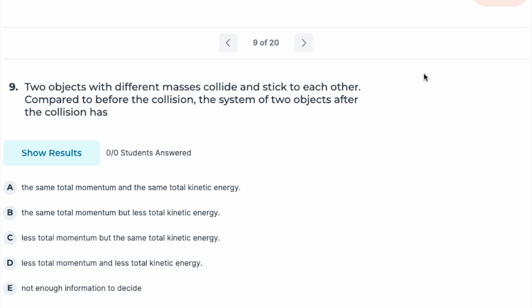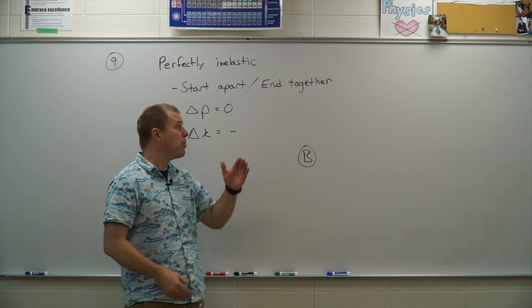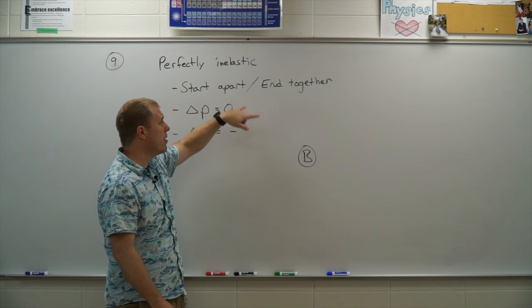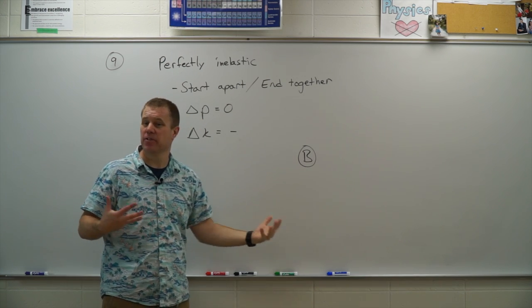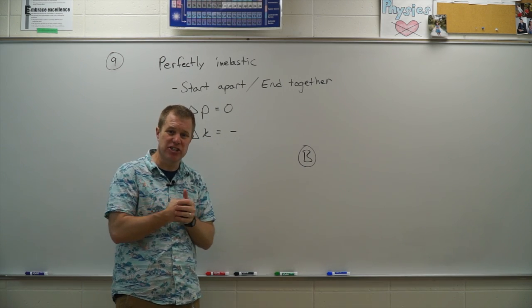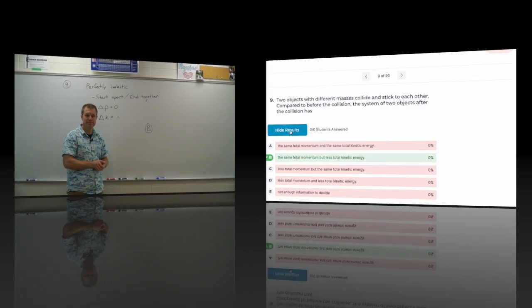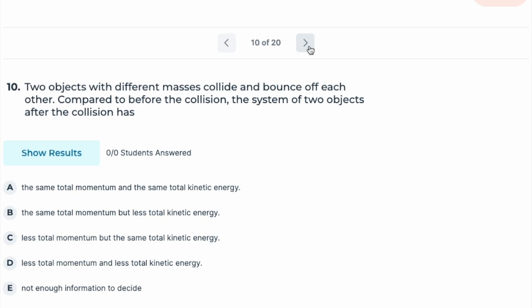Two objects with different masses collide and stick to each other. Compared to before the collision, the system of two objects after the collision has... All right, so they tell us it's perfectly inelastic because they start apart and end together. That means there's no change in the momentum if there's no net external force, and we always lose kinetic energy in this type of collision. Yes, they have the same total momentum, but they lost some kinetic energy in the process.